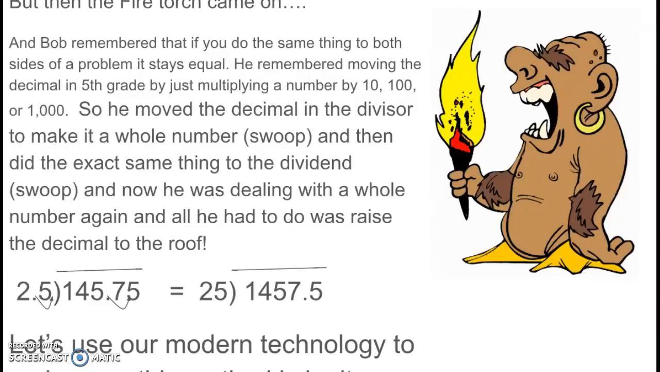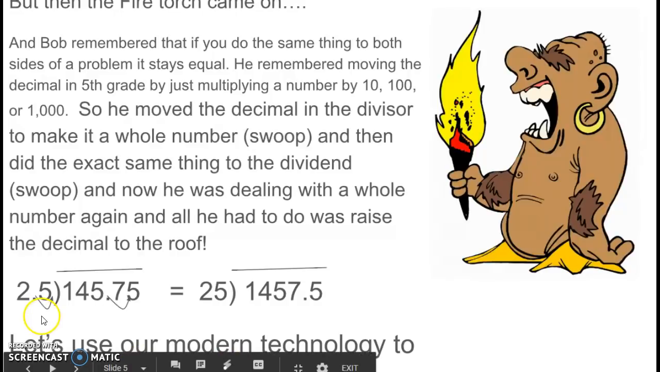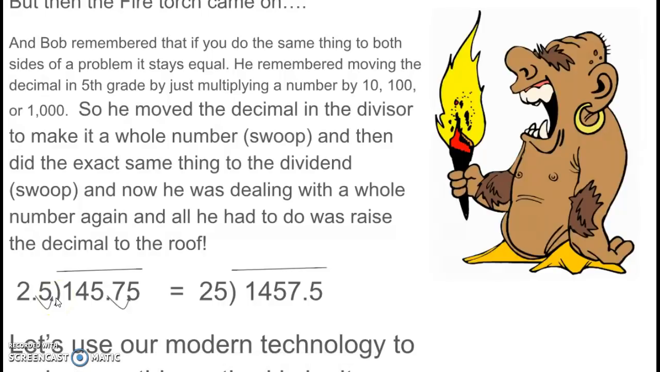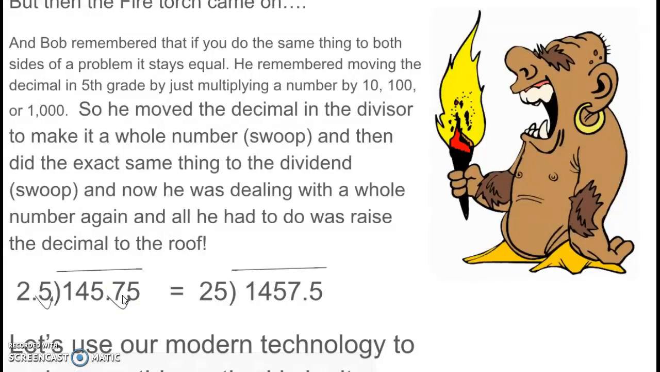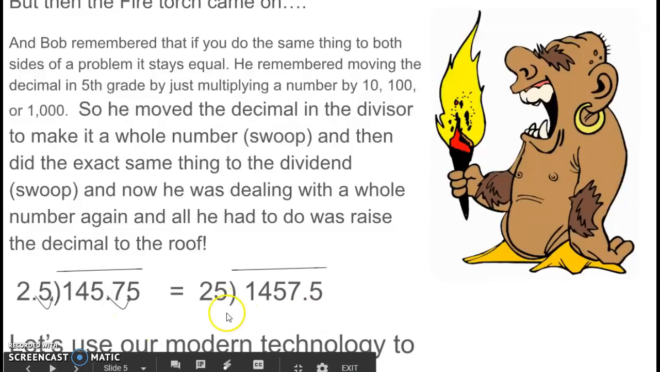So he tried moving the decimal in the divisor to make it a whole number. Swoop. So right here he said swoop. And so basically what he did is he multiplied 2.5 by 10 because he knows that moves the decimal to the right one place. So he had to do the exact same thing to the dividend. Swoop. So technically what he did was multiply 145.75 times 10 as well, and move the decimal one place to the right. And so now he was dealing with a whole number again, and all he had to do was raise the decimal to the roof.